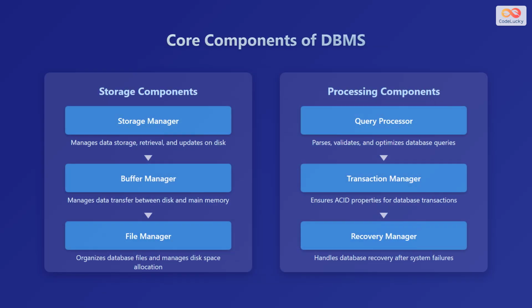A database management system consists of several core components that work together to manage data. The storage manager handles data storage, retrieval, and updates on the disk. The buffer manager manages the transfer of data between the disk and the main memory. The file manager organizes database files and manages disk space allocation.